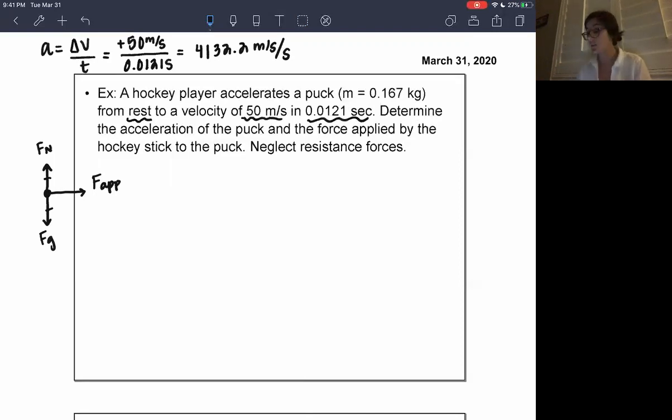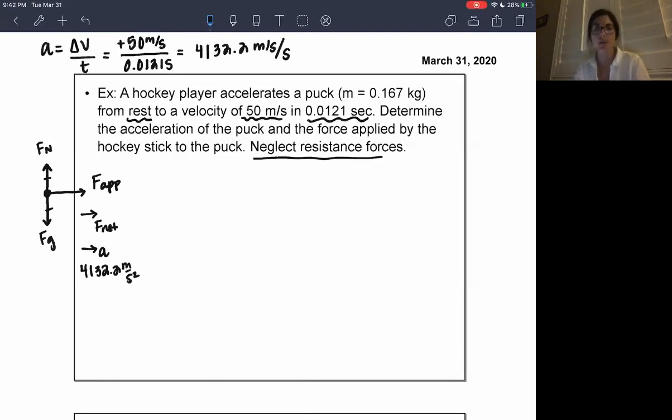Now, they told me specifically to neglect resistance forces. This means ignore air resistance and ignore friction. So I'm not going to put that on my diagram. I'm just going to include this applied force. Now, my applied force, since it's unbalanced, is going to tell me the direction that my acceleration is. Since my net force, or my unbalanced force, is pointing to the right, this means that my acceleration is pointing to the right, which I now know to be 4,132.2 meters per second squared.